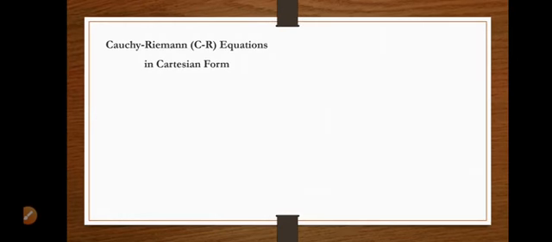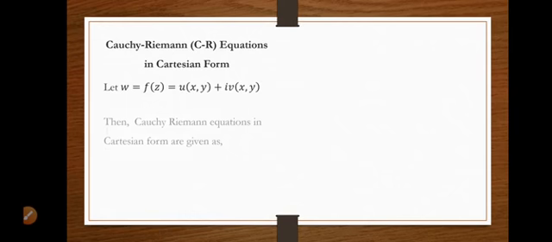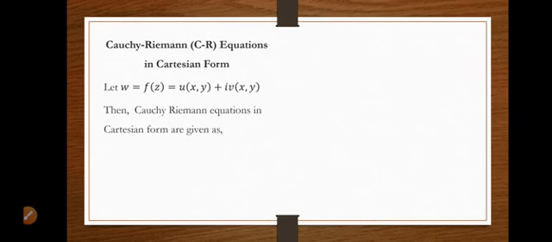Now let us see the Cauchy-Riemann equations in Cartesian and polar form. First in Cartesian form, if w equal to f of z equal to u of x, y plus i v of x, y is a given function of z and u and v are the real valued functions of the real variables x and y, then Cauchy-Riemann equations in Cartesian form are given as dou u by dou x equal to dou v by dou y and dou u by dou y equal to minus dou v by dou x.